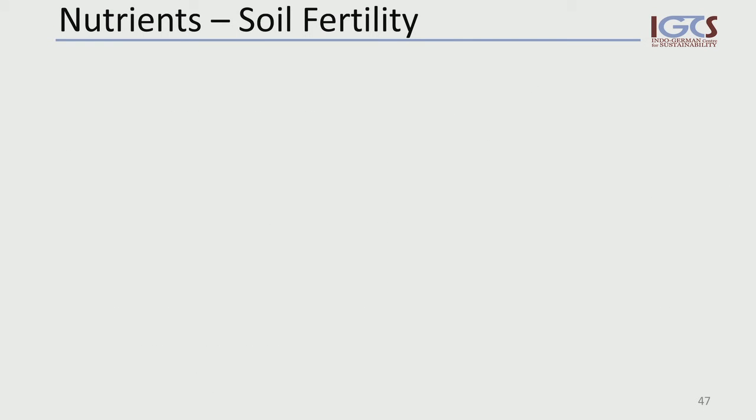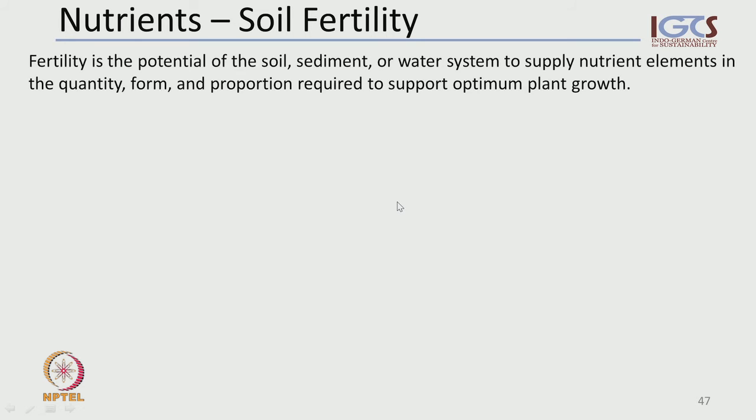Now, important for us, not just as a building material for biological life, nutrients are also important and determine soil fertility. This is very important for agricultural purposes, for human needs. So fertility is the potential of the soil or sediment or water system to supply nutrient elements in the quantity, in the form and proportion required to support optimum plant growth.